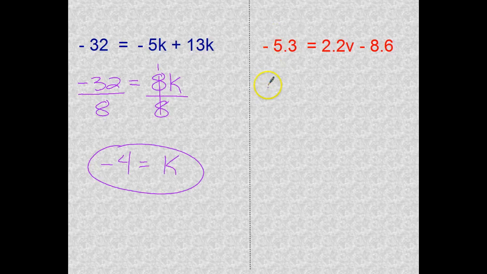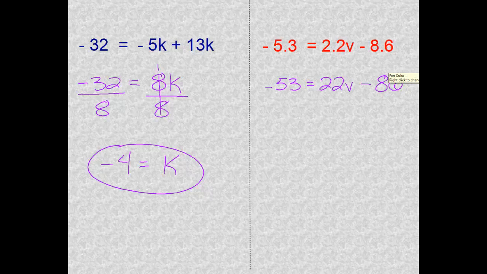So multiplying this would get you negative 53 is equal to, there goes the decimal in 2 2/10 V, and multiply 8.6 by 10, you get 86. Now it didn't change the value of the equation, it just changed the look. It still means the same thing. We have an equivalent equation here. All right, same process as before. Let's work our way toward that V. We're going to undo this negative 86.